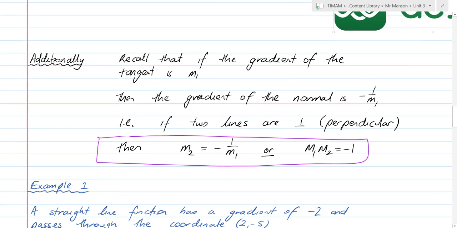This is the other thing you need to recall, and it's something we talked about in Year 10. The gradient of the tangent is m. I've called it m1. Sometimes it's called mt. The gradient of the tangent is mt. Then the gradient of the normal is -1 over the gradient of the tangent. That's always true. So there's a couple of relationships, a couple of variations in this purple box or pink box. M2 equals -1 over M1 for perpendicular lines. M1 times M2 equals -1.